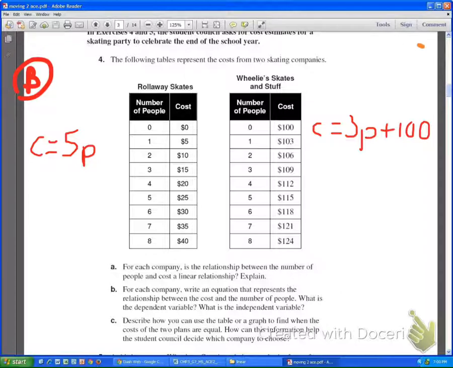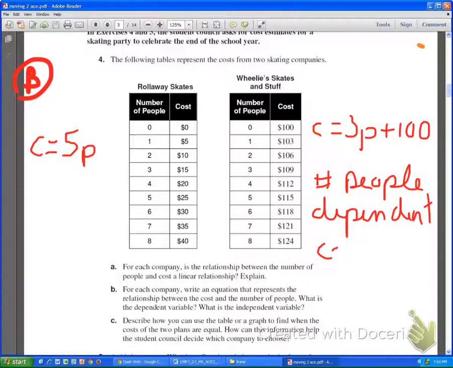And then it asks you what's the independent variable and what's the dependent variable. The independent variable is the number of people, and the dependent variable is the cost. The cost depends on the number of people, and that's true in both situations. So I'm just going to write number of people, independent, cost, dependent.